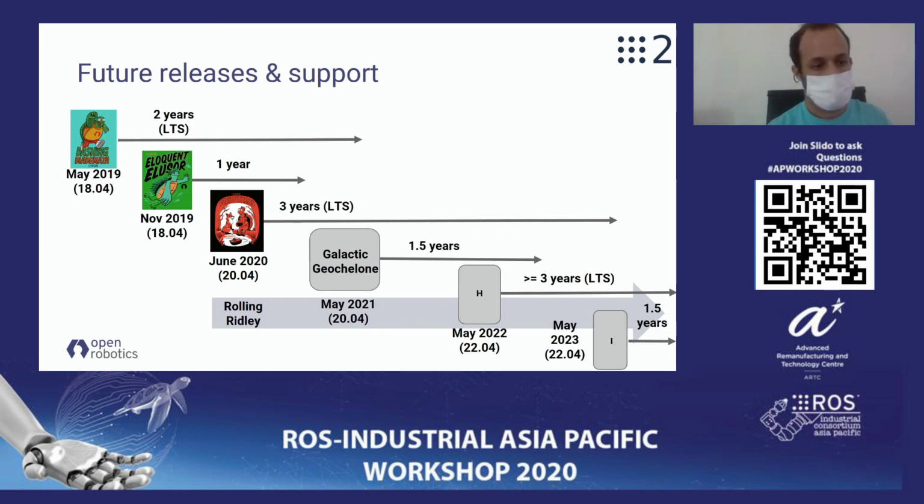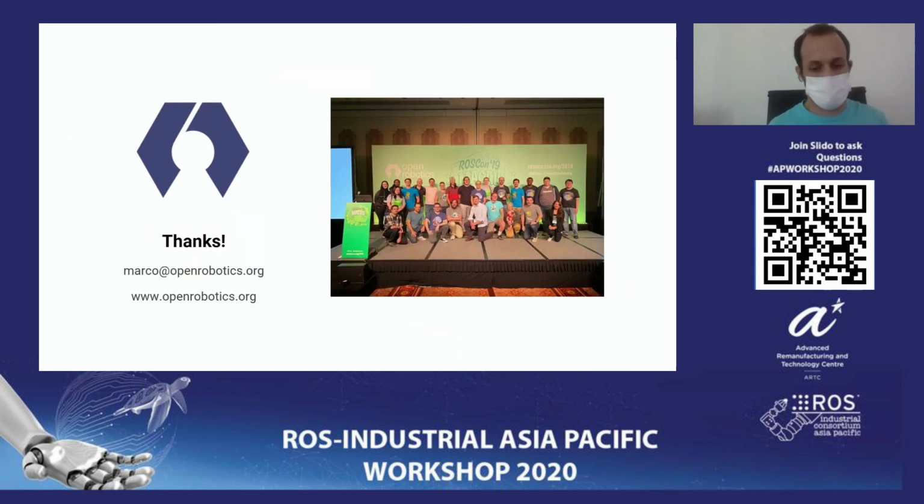Yeah, so the current Foxy release is a 3-year LTS release, with the next one being Galactic, that will be supported for 1.5 years. Starting there, releases will be 3 years, and anything above that being an LTS. We still haven't decided how long that one will be. Next. And that's all on my side.